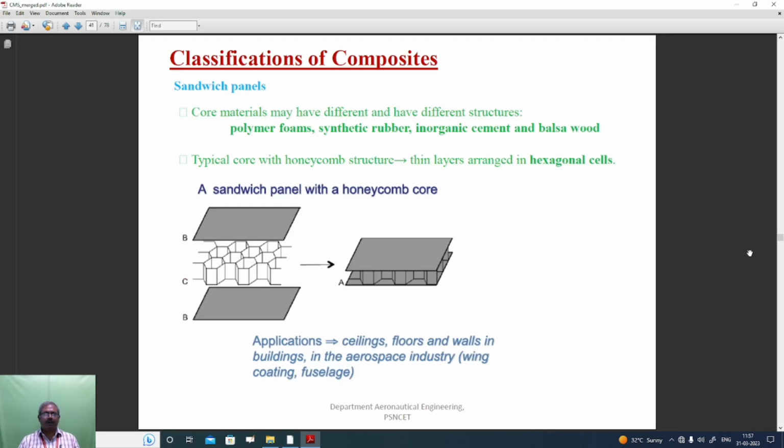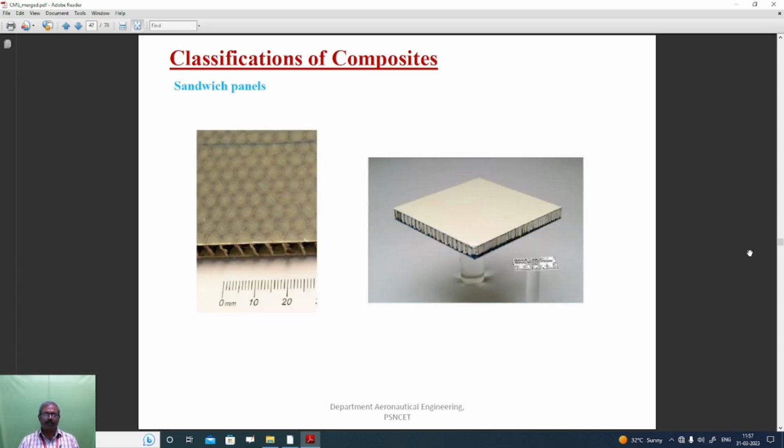In a sandwich panel, core materials may have different structures: polymer foams, synthetic rubber, inorganic cement, and balsa wood. A typical core with honeycomb structure is thin layers arranged in hexagonal cells. The figure shows a sandwich panel with honeycomb core. The applications of these sandwich panels are ceilings, floors, and walls in buildings, and in the aerospace industry, particularly in wing coating and fuselage. The figure shows the sandwich panels.